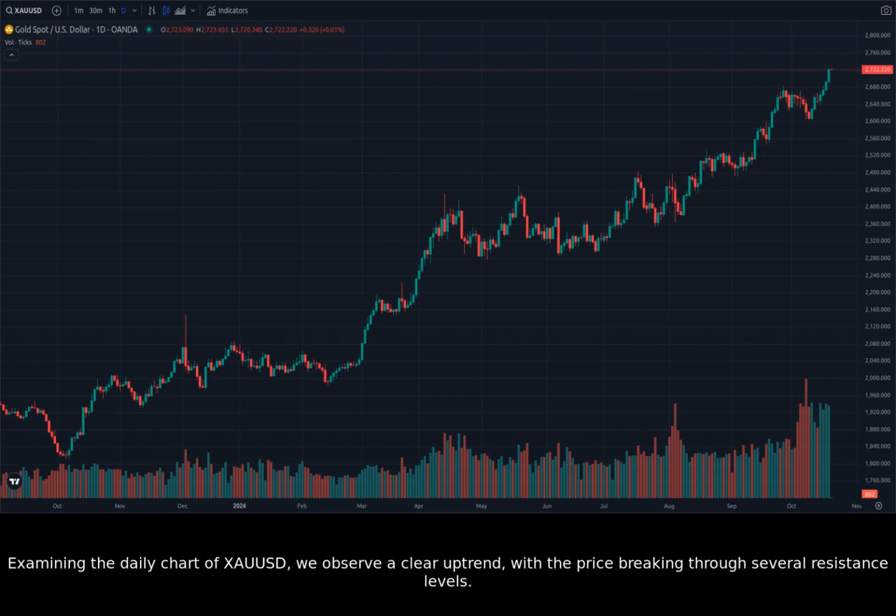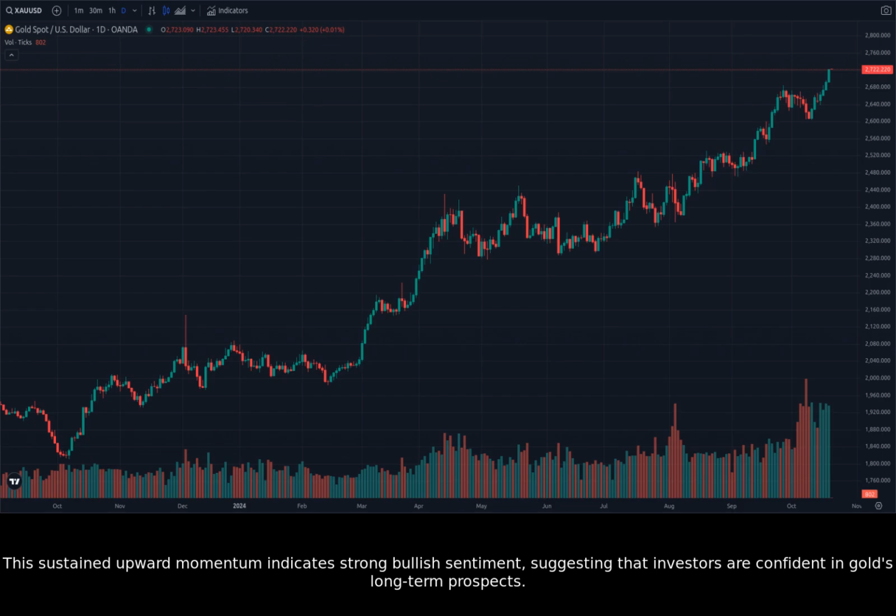Examining the daily chart of XAUUSD, we observe a clear uptrend, with the price breaking through several resistance levels. The recent surge has propelled the price to new all-time highs, surpassing the previous record high set earlier this year. This sustained upward momentum indicates strong bullish sentiment, suggesting that investors are confident in gold's long-term prospects.